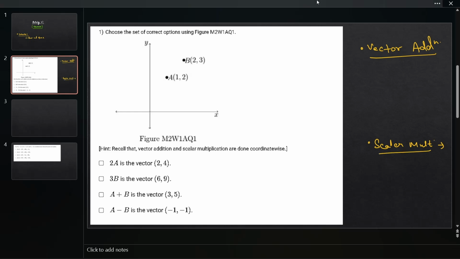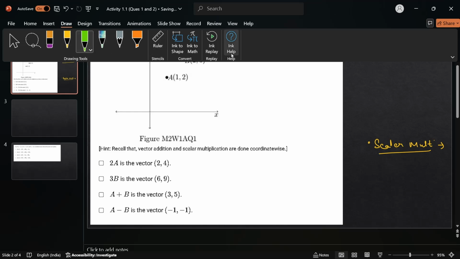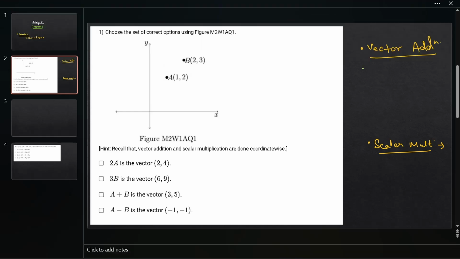So what is vector addition? If we are given two vectors, let's say v1 is a comma b and v2 is c comma d, then when we add these two vectors, v1 plus v2, the sum is going to be the sum of the corresponding elements, that is a plus c comma b plus d.